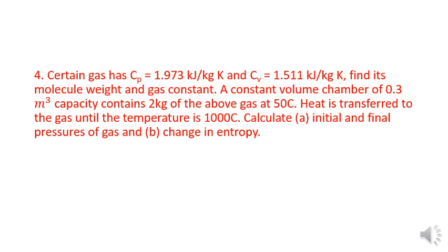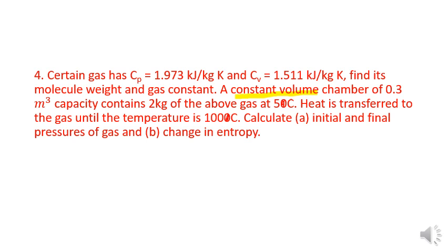It's a constant volume chamber, a constant volume process. A 0.3 meter cube capacity contains a mass of 2 kg of the above gas at 5 degrees centigrade. It is not 50 degrees centigrade, it is 5 degrees centigrade. Heat is transferred to the gas until the temperature is 100 degrees centigrade, not 1000, it is 100 degrees centigrade. Calculate the initial and the final pressures and the change in entropy.